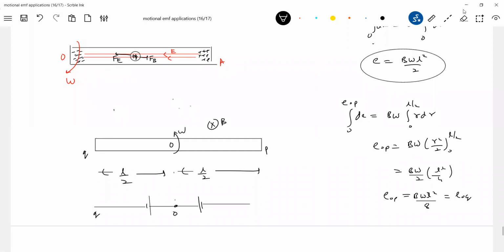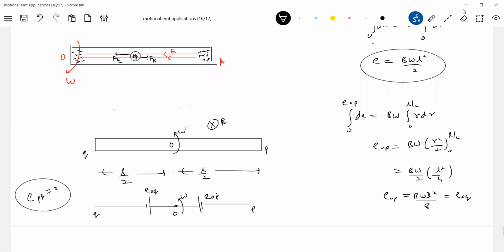This is OQ, this is P. Sir, what is the axis of rotation? Horizontal axis, horizontal axis. Look at what is the net EMF induced. 0, no? Across the rod PQ. You write KVL, so EPQ will be 0.